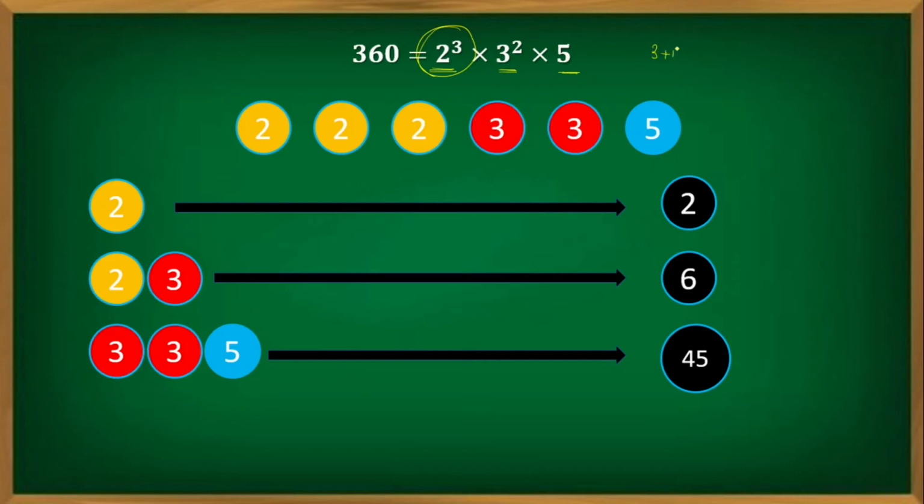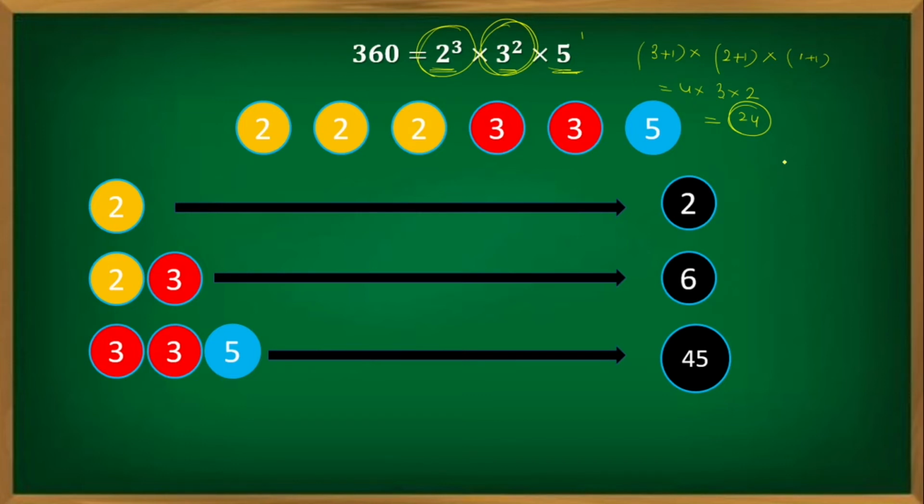How many ways you can select 2's? That can be done in 3 plus 1 ways. How many ways you can select 3's? That can be done in 2 plus 1 ways. And how many ways you can select 5 power 1? That is 1 plus 1 ways. So the total number of combinations is, you multiply them, which is 4 into 3 into 2, which is 4 times 3 is 12, 12 times 2 is 24. So the total number of divisors is 24.